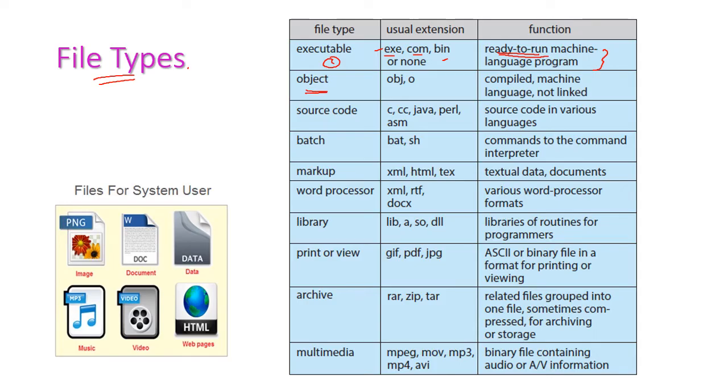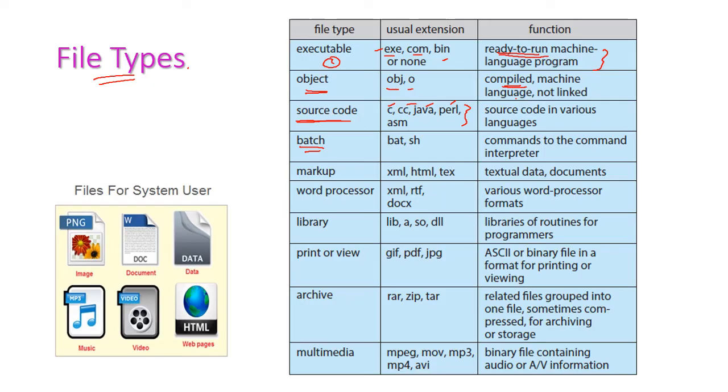The compiled files are nothing but object files. These are normally machine language files. The extension is .obj or .o, which is called an object file. And the next one is source code. Source code means various programming files. Based on the language, the extensions may be different: C, CC, Java, Perl, CPP. These are some of the source code files.